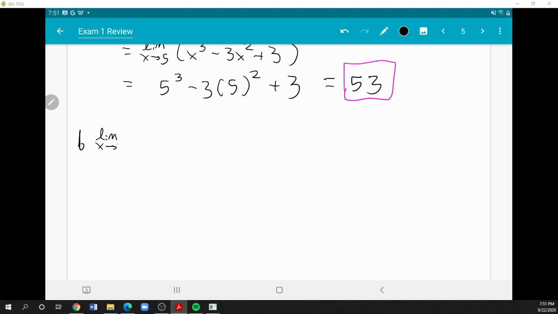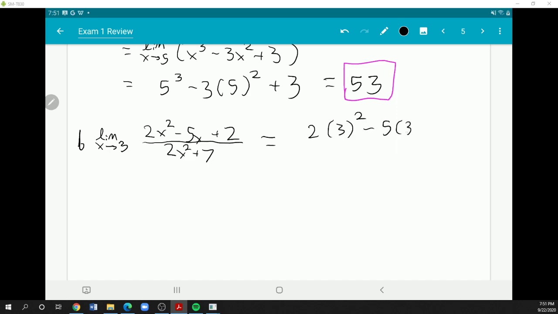Limit as x goes to 3, 2x squared minus 5x plus 2 over 2x squared plus 7. So again, let's just try plugging in 3, see what happens. 2 times 3 squared minus 5 times 3 plus 2 divided by 2 times 3 squared plus 7.